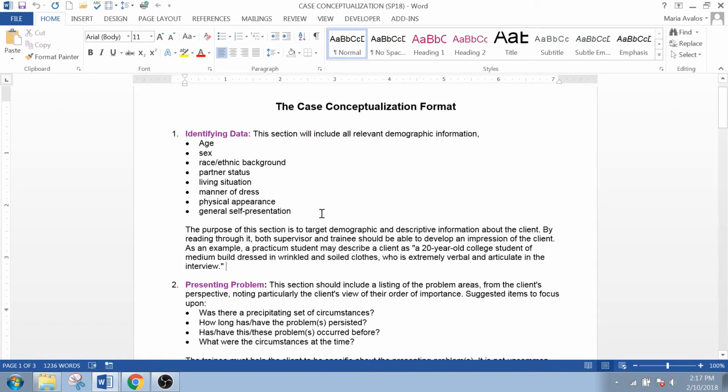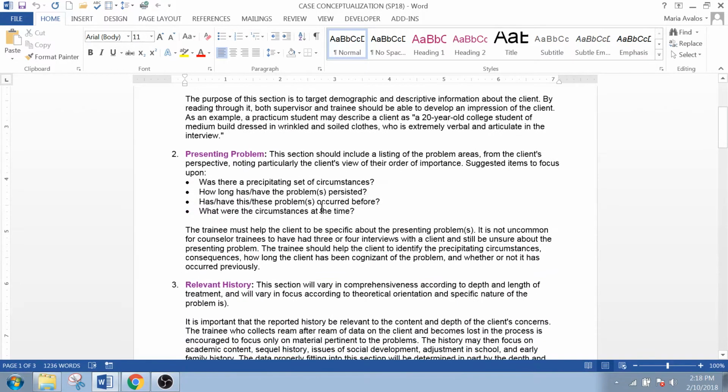By reading through it, both supervisor and trainee, both you as a counselor and someone who may need to see your client for you, should be able to develop an impression of the client. As an example, a practicum student may describe a client as a 20-year-old college student, medium build, dressed in wrinkled and soiled clothing, who is extremely verbal and articulate in their interview. Boom, that's it.